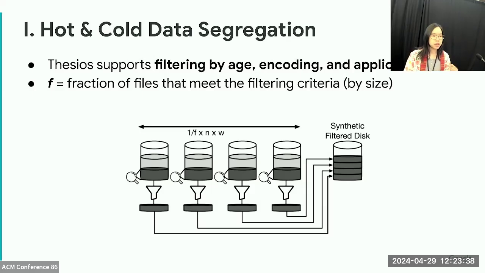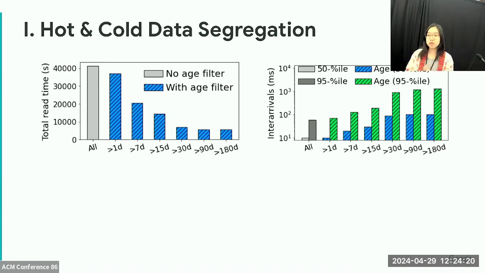To do this, we have to be able to model the data placement policy change. So we use the filtering feature of Thesios to synthesize a trace for a disk that contains files that meet a specific filtering criteria in order to make up the cold or the hot disk, right? Now, typically we would combine n disk traces to make up a full resolution trace. With this filtering feature, let's say that F is the fraction of files that meet that filtering criteria. So in this case, we essentially have to combine 1 over F times more traces to make up the full resolution trace. In this experiment, we use age as a filtering criteria.